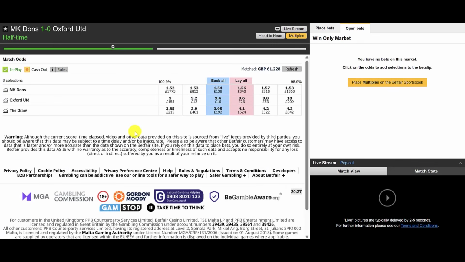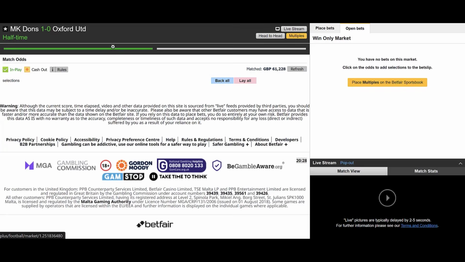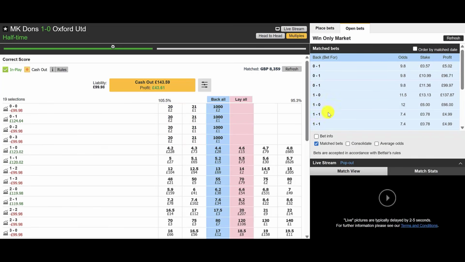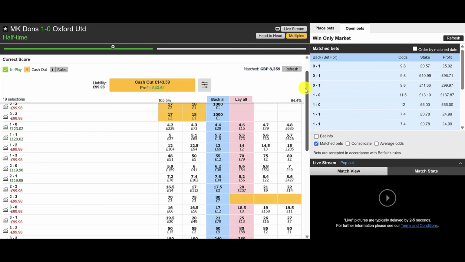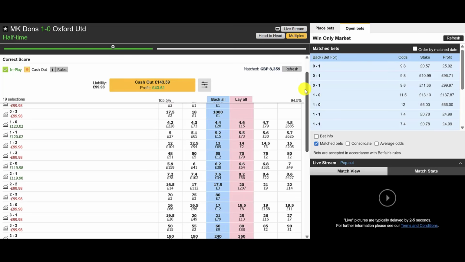It's half time here. It's MK Dons 1, Oxford United 0. So do remember, Oxford United were the favourites for this one. The football trading Genie said to favour the MK Dons. So this is looking good so far. Now, if we look at the current market, look, you could take £43 and walk away. We're going to try and push further. We're in a good position on this one. However, we don't have 3-0 covered to MK Dons. We do have the 1-1 and the 2-1.